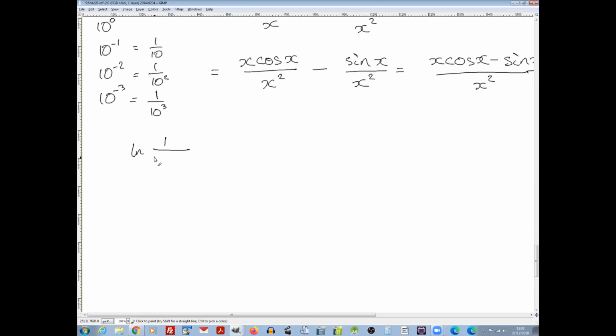Log of 1 over something can always be rewritten how?